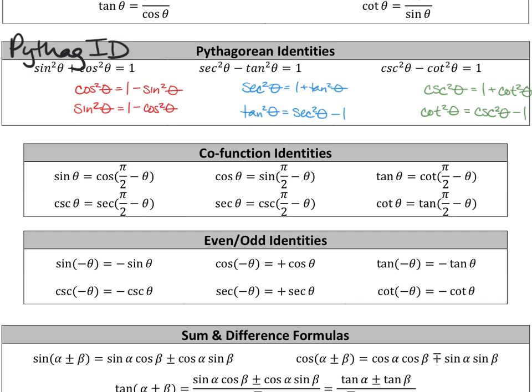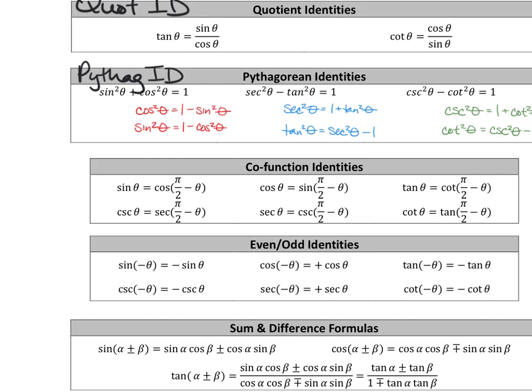Your even odd identities are coming from this. We've seen these identities in use due to all-star trig class, but I don't know if we've ever written them out like this. So when you have positive and negative angles, you either have a positive or negative trig value. And that really comes from all-star trig class. So we're not going to spend a ton of time on that because it's not as important.